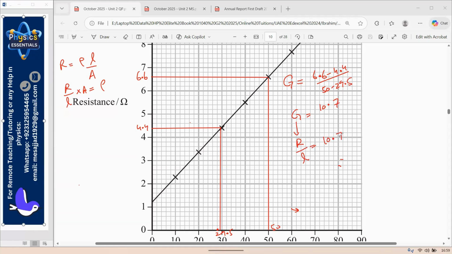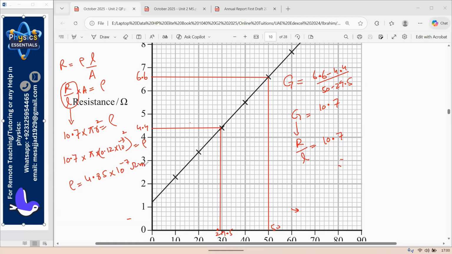So what I mean is, the gradient was actually R over L, right? R over L is actually 10.7. So it means I can change this to 10.7 times now the area. Area was pi r squared for the wire, right? And it was given the diameter as 0.24 millimeters. So radius will be 0.12 times 10 raised to the power minus 3 meters, right? So from here, your resistivity is going to be 4.85 times 10 raised to the power minus 7 ohm meters.